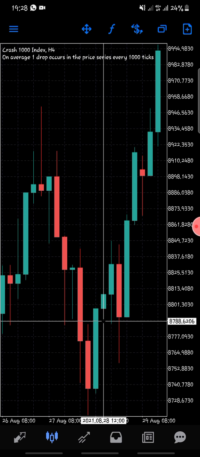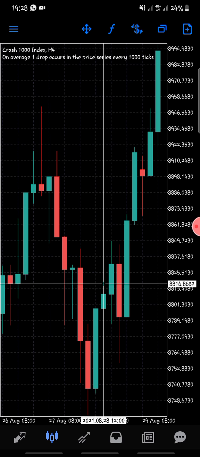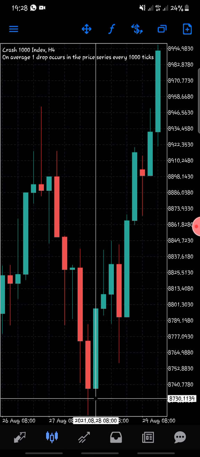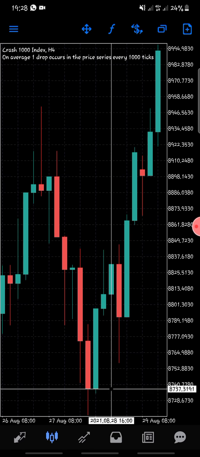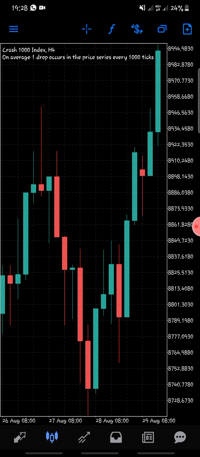When this bullish engulfing candle is formed, you want to see another bullish candle next to it, or if it is a bearish candle next to it, make sure that it doesn't close below the engulfing candle. Okay, that is something you have to know. So that is that about the engulfing candle.